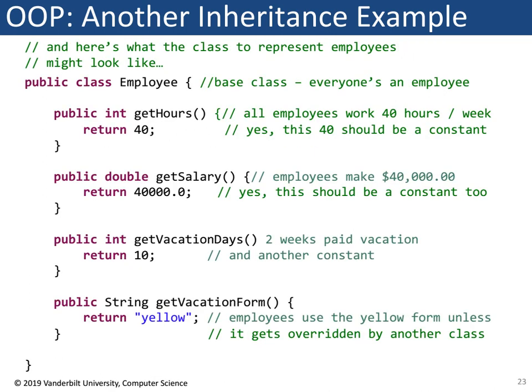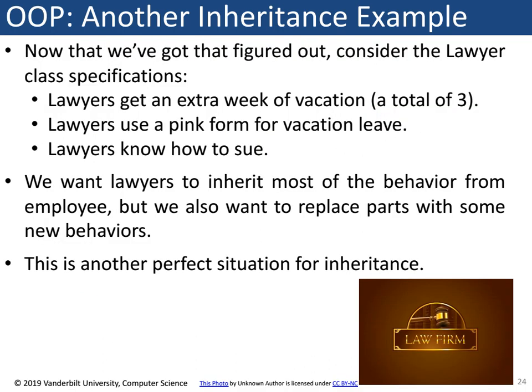So here's a reminder of what our employee class looks like. Get hours, get salary, get vacation days, get vacation form. Hours is 40, salary is 40,000, vacation days is 10, and the vacation form is yellow. Refreshing your memory because we're about to create the lawyer class, which will extend employee. So, a refresher on the lawyer specifications. Lawyers get an extra week of vacation, so a total of 3 weeks or 15 days. Lawyers don't use the yellow form for vacation leave, they use the pink form. And lawyers have the behavior to know how to sue.